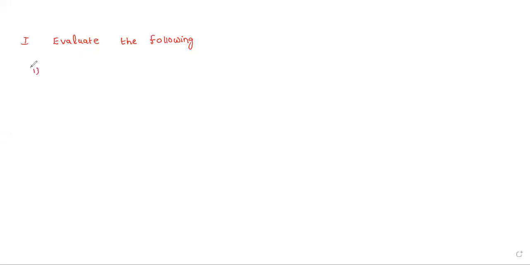The first problem, sin inverse of minus root 3 by 2. So what is the comparing formula? Sin inverse of minus x is equal to minus sin inverse x.